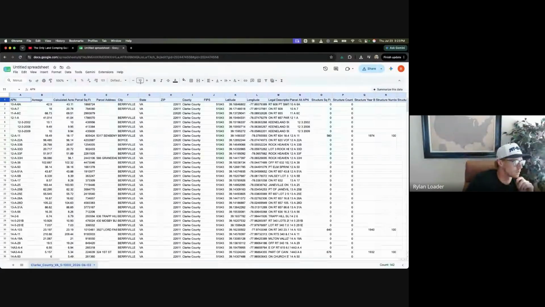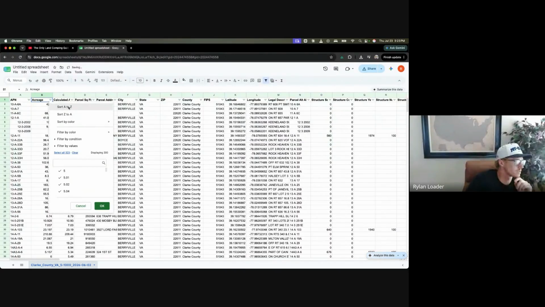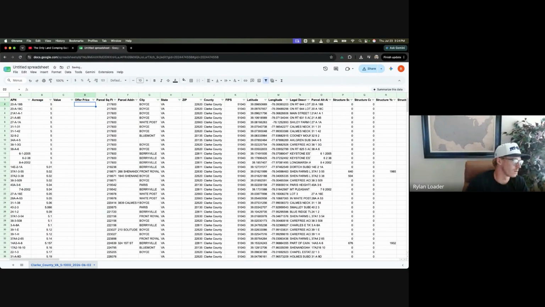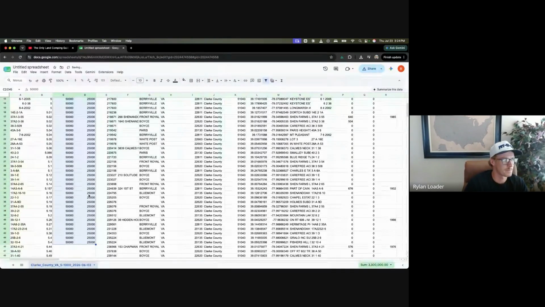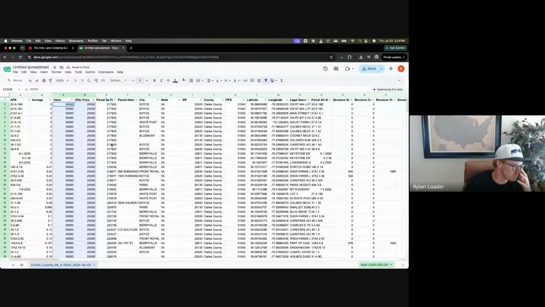I would literally just throw on a filter right here. I would go acreage, low to high. A lot of people went one by one. They'd be like, oh, I think 5 acres is worth 50 grand. Therefore, I'm going to offer 25 grand. And then you would grab it and bring it down for all the 5 acre pieces, right? We don't need to do any of this stupid manual labor anymore. We can literally just run an AI algorithm to do it for us.